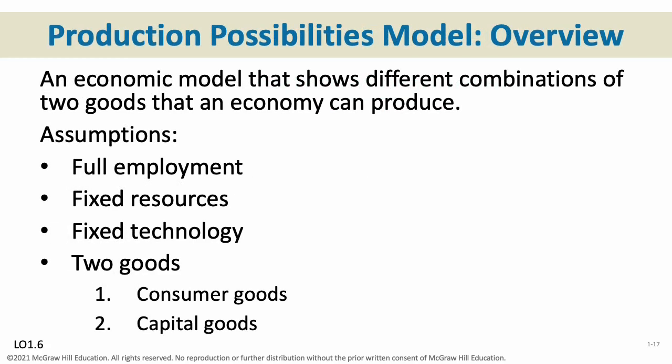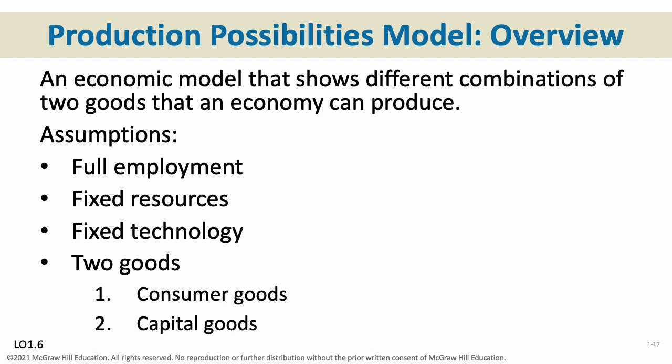So in society, we have what is known as the production possibilities model. This is an economic model that shows different combinations of goods that an economy can produce. Some of the assumptions we make here, if we adhere to our ceteris paribus, are employment isn't going to change. We have what's called full employment. Our resources are fixed, as is our technology. And we're going to look at the split between what are known as consumer and capital goods. Those are the two main types of goods that exist in an economy.